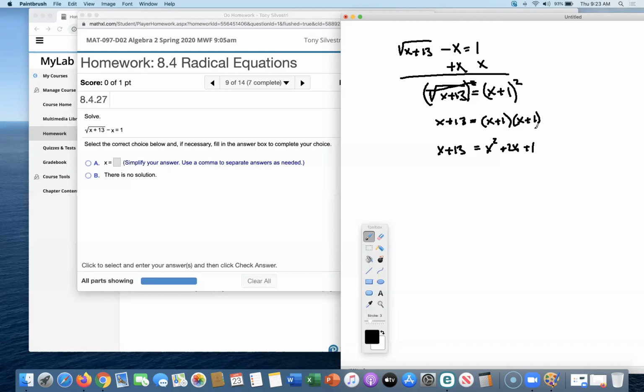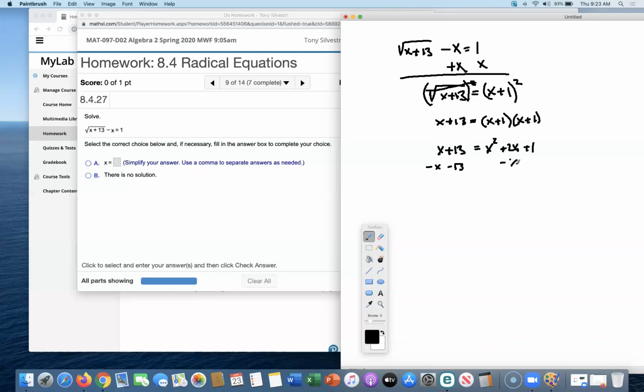Let's get rid of this. So what do you do now? You did this in chapter 6. Whenever you have a problem with a square, you've got to have it equal 0. So that means let's get rid of the minus. The opposite of X is minus X. The opposite of 13 is minus 13. Whatever you do on one side, you do on the other.